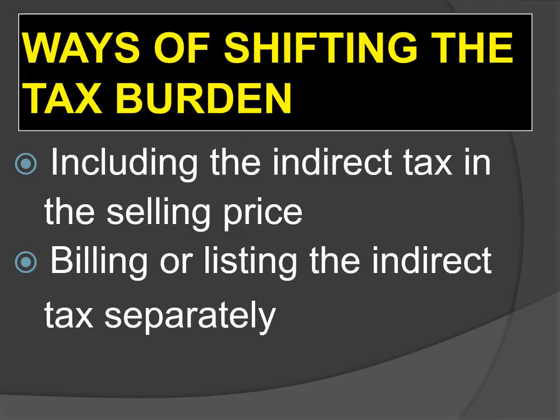As I said a while ago, the first method is including the indirect tax in the selling price. The second method is billing or listing the indirect tax separately. So in whatever manner that's being said here, it is always the ultimate consumer that pays the tax because the tax is shifted, being made part of the selling price or billed separately.